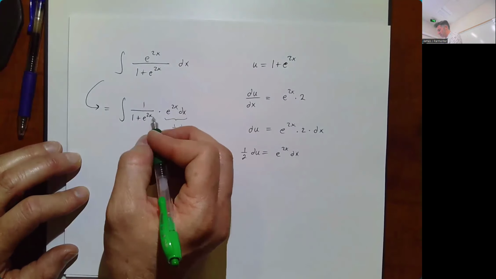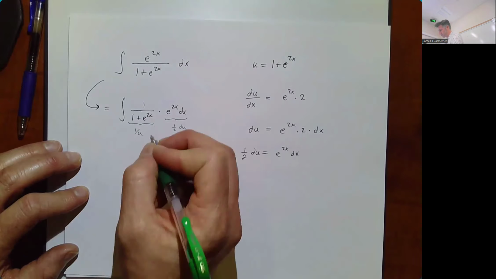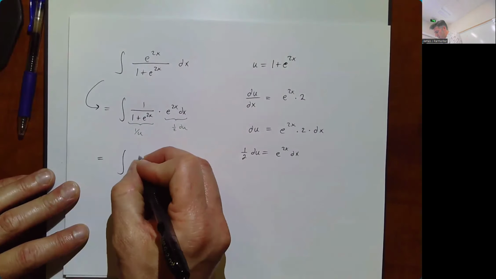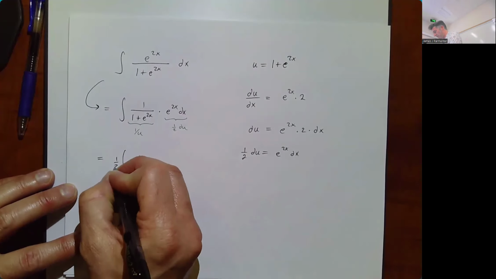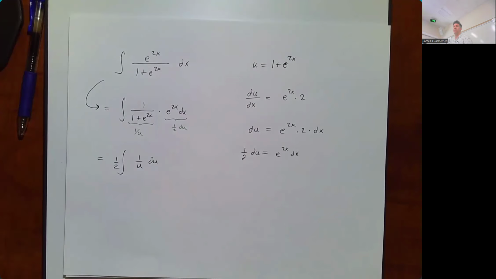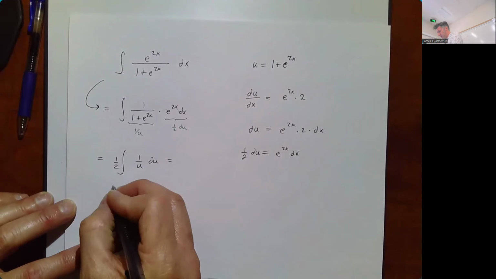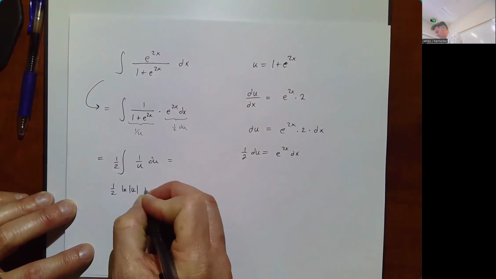And then 1 over 1 plus e to the 2x is all going to be 1 over u. So we're going to end up getting the integral of 1 over u times 1/2 du. I'm just going to put that 1/2 out in front because I can every time. So whatever constant is multiplying your du, put it in front. All right, and then we anti-differentiate, and the antiderivative of 1 over u is the natural log of the absolute value of u plus c.